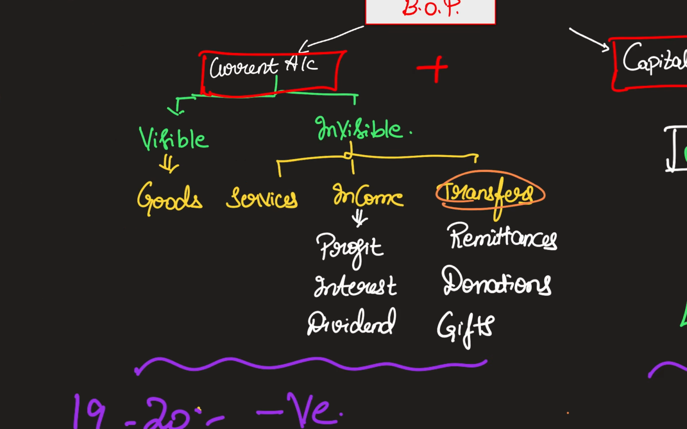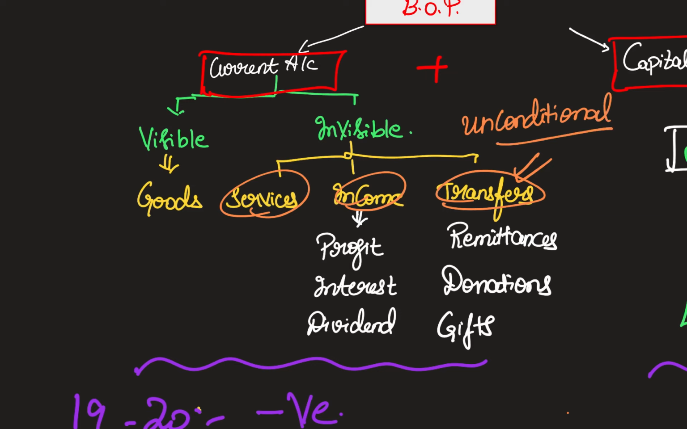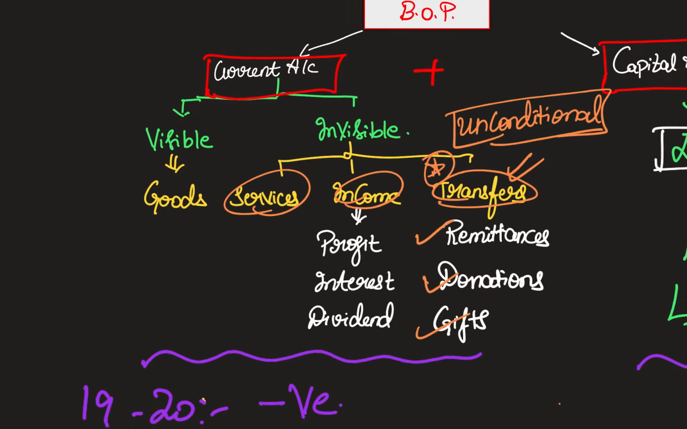So in our current account, we were talking about incomes, services, and lastly, transfers. Transfers means unconditional transfer from one party to another party, and this can be remittances. When I say unconditional, it means that they don't create any future liabilities to our recipients. So donations, gifts, and remittances, all this comes under transfers, part of the invisible component of current account.